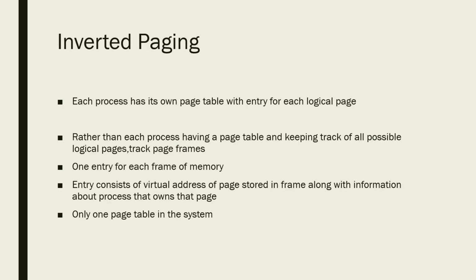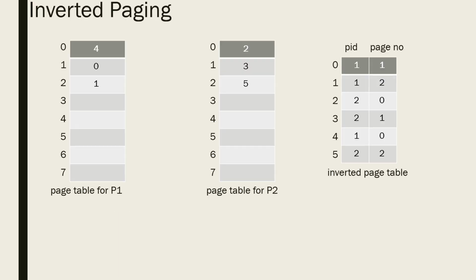Now we see inverted paging. In inverted paging, we know that each process has its own page table with an entry for each logical page. Rather than each process having a page table and keeping track of all possible logical pages, we keep track of page frames, with one entry for each frame of memory, as we can see in this diagram.